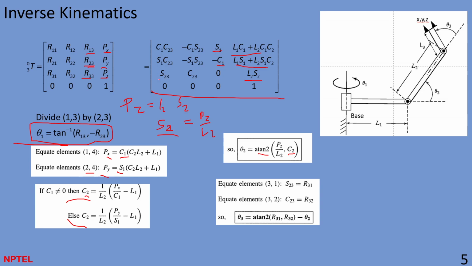Oh, sorry, this is 1 3 and 3 2. This is 3 1, you already know. So this is how you solve the equation.